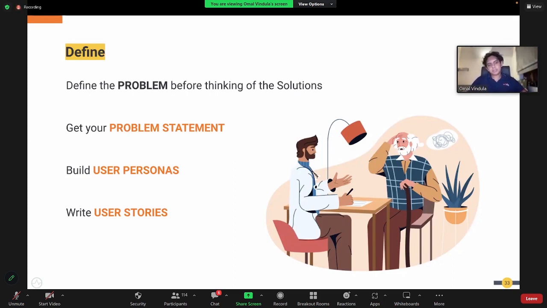Once you have identified the problem, you have to build something called user personas. We'll talk about that in the next slide. And using these user personas, you have to write user stories. These are interrelated. You define your problem. Around that problem, you build your user personas. Using those user personas, you build your user stories.